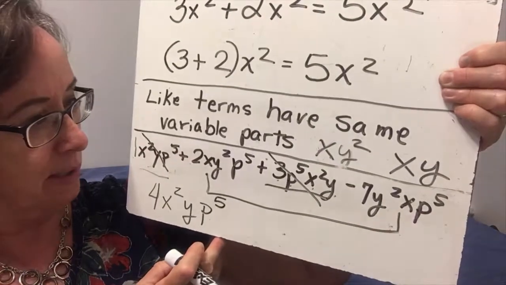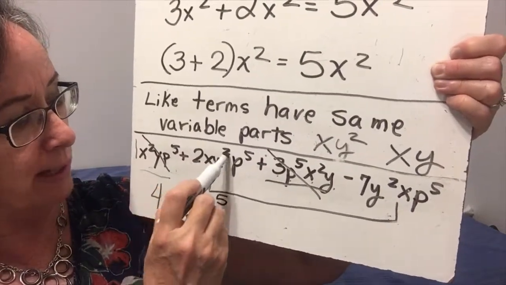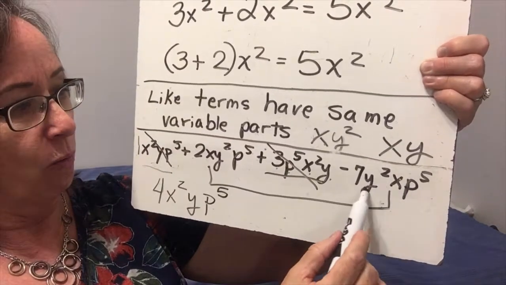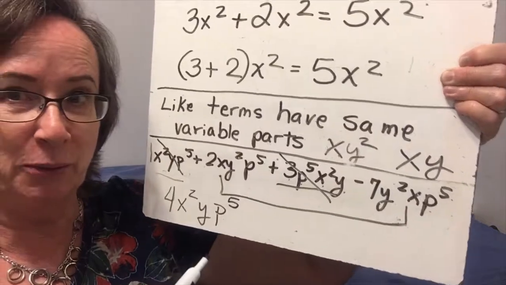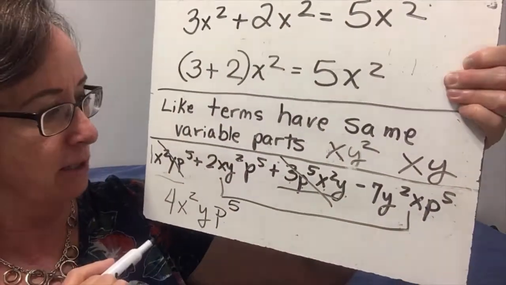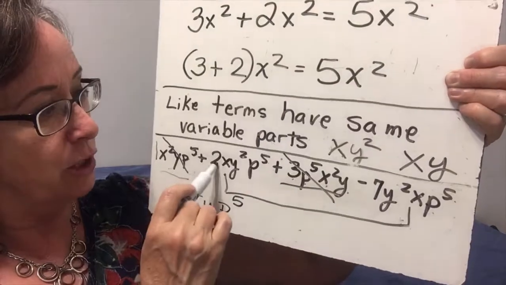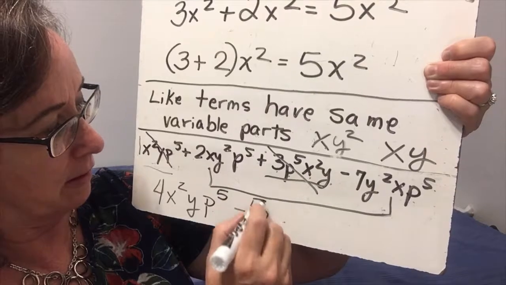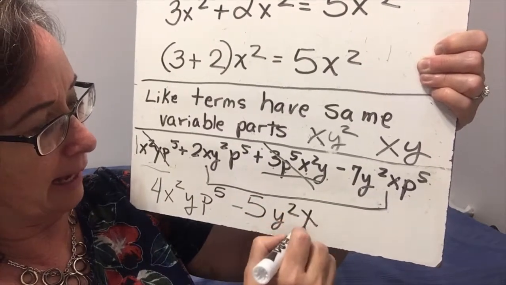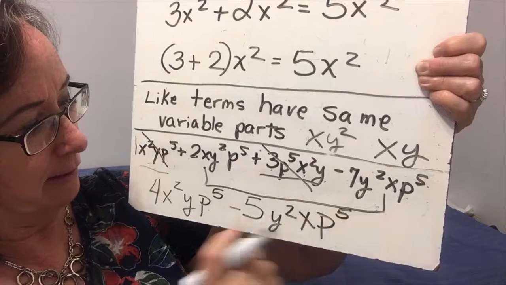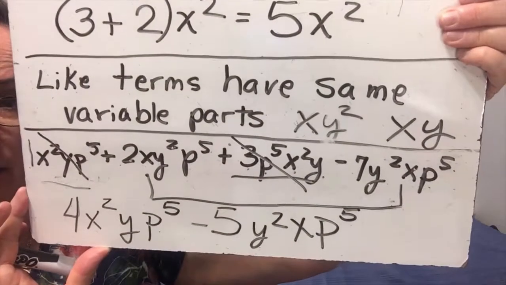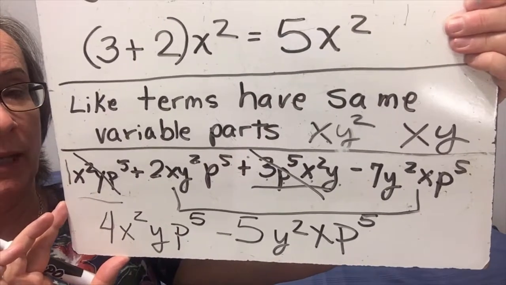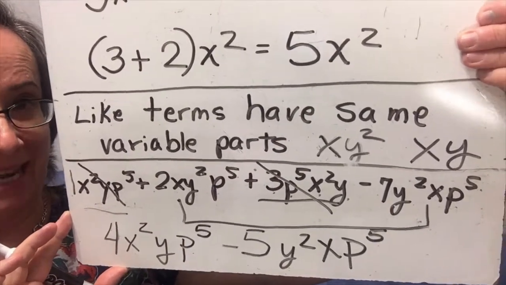They are like terms. And so we have a 2xy squared p5 minus a 7xy squared p5. So I'm just doing them in the right order so I know they match, but the order is not important. 2 minus 7 is negative 5, so we now have negative 5 y squared x p to the 5th. And again, the order does not matter in which we write them, but it's very important that they are the same terms raised to the same power.